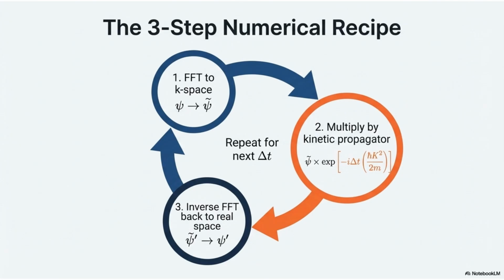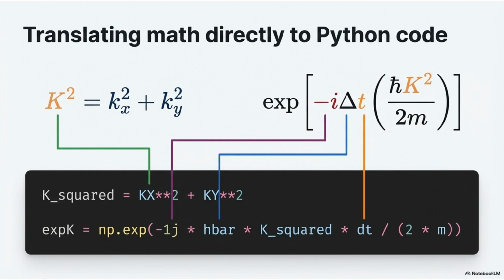This is the three-step numerical recipe. First, the fast Fourier transform, then multiplication by the kinetic propagator, and finally, the inverse FFT back to real space. This loop repeats for each time step. The mathematical formula translates directly into Python code, defining k squared and the exponential kinetic propagator, EXPK, for efficient computation.